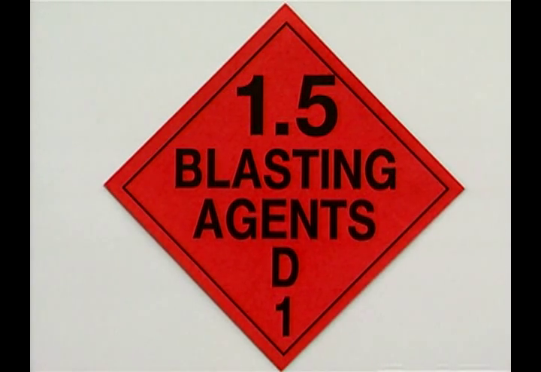The first hazard class is explosives. The placards are orange, with an explosion symbol at the top. Some explosive placards will not show the symbol, but will instead have the hazard class and division, such as 1.5, and descriptive words, such as blasting agent.